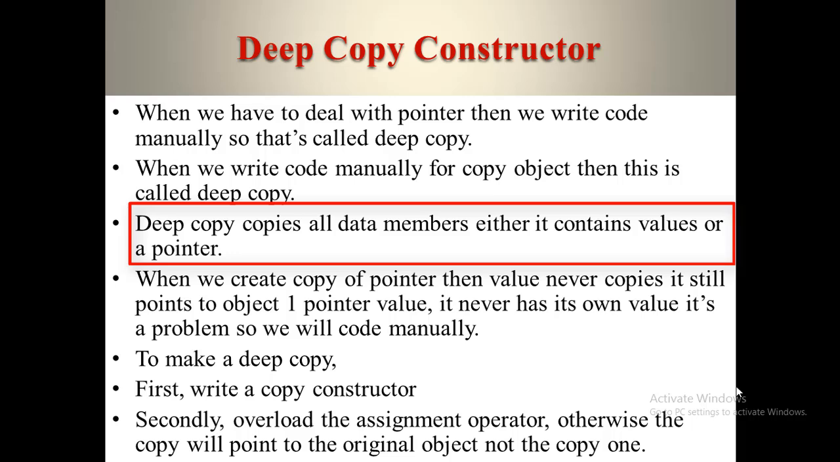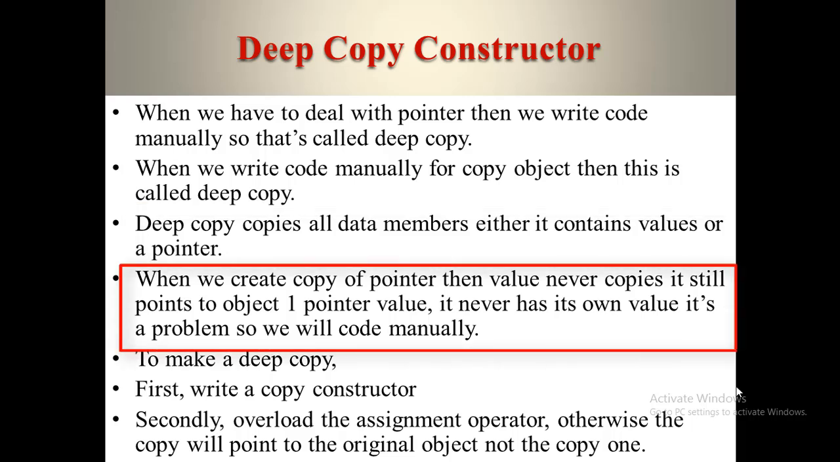If it is a primitive data type, then it is saved automatically on the stack. But if it is a pointer, then it is saved on the heap memory. And to create the copy of that pointer, we need the deep copy constructor. When we create a copy of a pointer, the value never gets copied. It still points to the object 1 pointer value. It never has its own value. That's a problem, so we have to code manually.